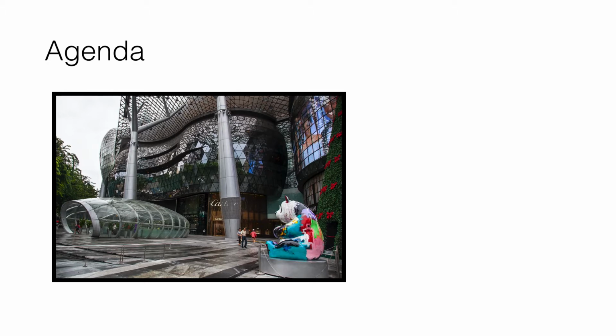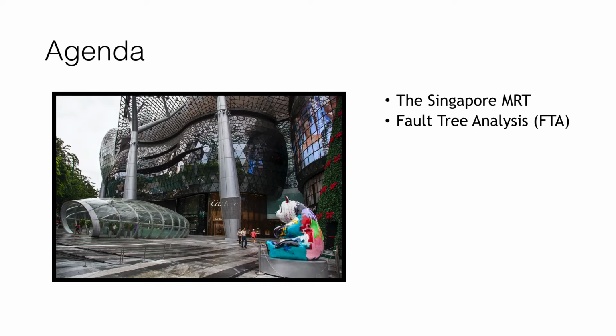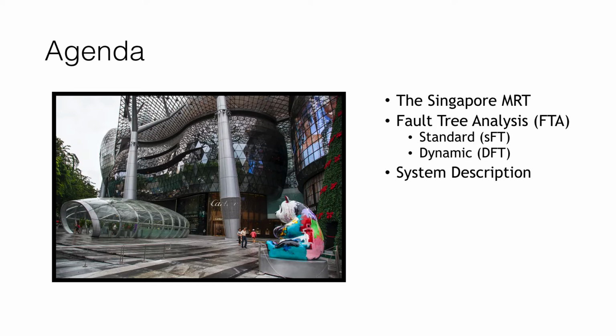And as I'll come to introduce to you in the first section, we're going to talk a little bit more about the transit system itself and the implications for this type of analysis. We're going to talk about the fault tree analysis itself, the fact that there are several subtypes of this type of analysis. There's a standard and a dynamic methodology. Then we're going to apply this methodology to our model system, which is the Singapore Metro.